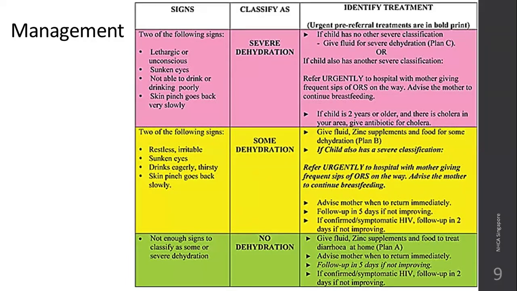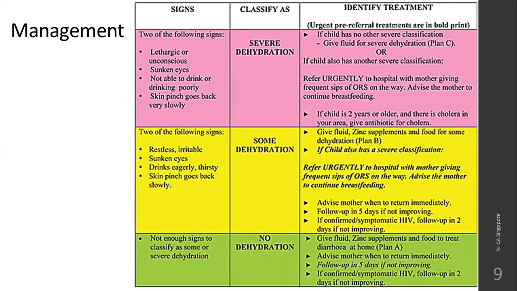When a person is severely dehydrated because of diarrhea, the signs and symptoms are that the person may be lethargic or unconscious, have sunken eyes, and not be able to drink properly. When you do the skin pinch test, the skin takes more than 2 seconds to go back to its original form. That's a sign of severe diarrhea. So you have to give fluid for severe diarrhea. You have to do plan C. Plan C is called the severe diarrhea treatment.